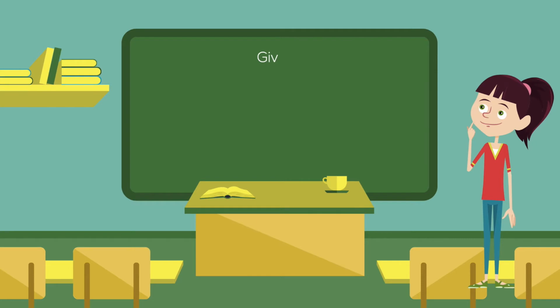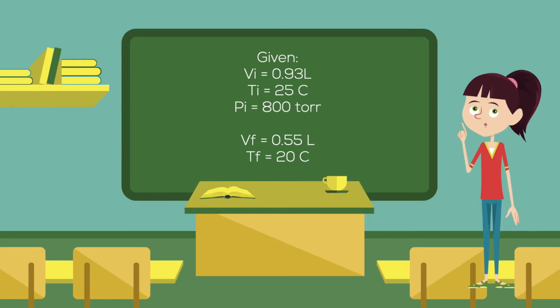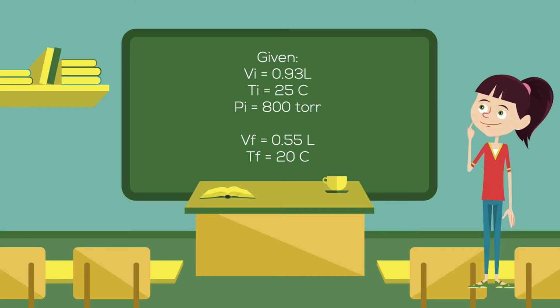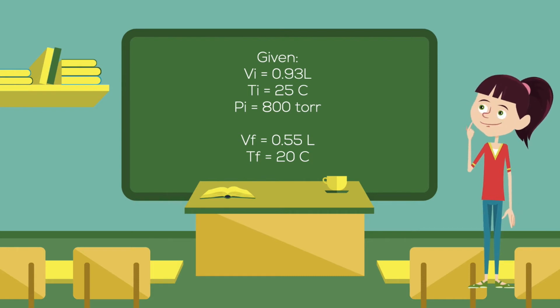So first, let's list the given. Initial volume, or volume 1, is equal to 0.93 liters. Initial temperature, or temperature 1, is 25 degrees Celsius. Initial pressure, or pressure 1, is 800 torr. Final volume, or volume 2, is equal to 0.55 liters. And final temperature, or temperature 2, is 20 degrees Celsius. Let final pressure, or pressure 2, be an unknown since this is what we are looking for.